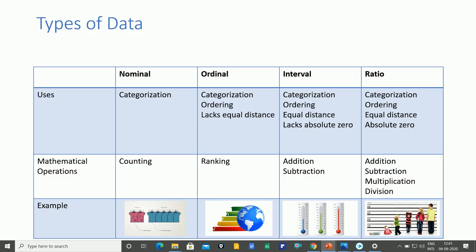Now coming to the interval scale data, since interval scale data has got equal distance, the mathematical operations that could be performed are those of addition and subtraction. A nice example is that of Fahrenheit degree temperature. Here 0 degree Fahrenheit does not represent the fact that temperature is absent. So here 0 is a matter of convention. Also 0 is not the lowest possible temperature.